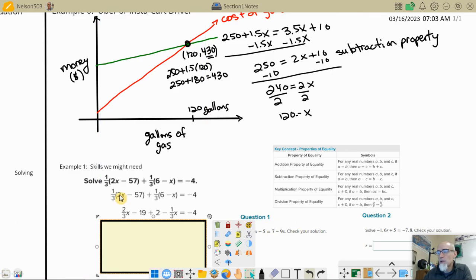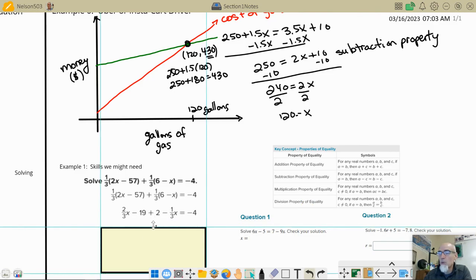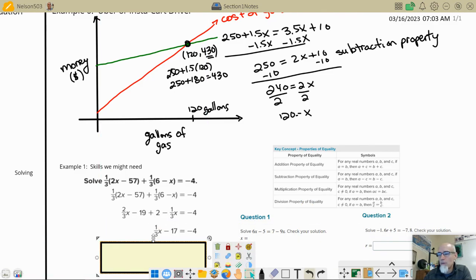Then they're distributing, they're multiplying 1/3 times 2, 1/3 times 57, 1/3 times 6, 1/3 times negative x, right? You got to distribute that through. I don't see that as one of the properties listed over here. It might be in the section, but the distributive property is very important. Okay, so we got to distribute. Then we're adding like terms right here. So I'm taking 2/3 minus 1/3. That gives us 1/3. We're adding the negative 19 and the 2. And we're not doing anything on the right side because the right side of the equation is pretty simple.